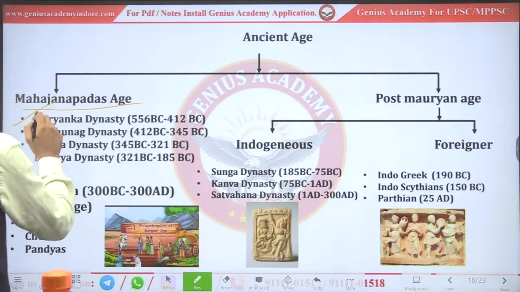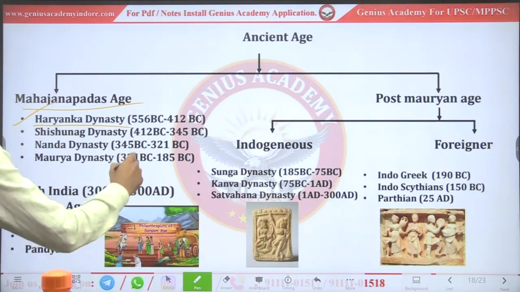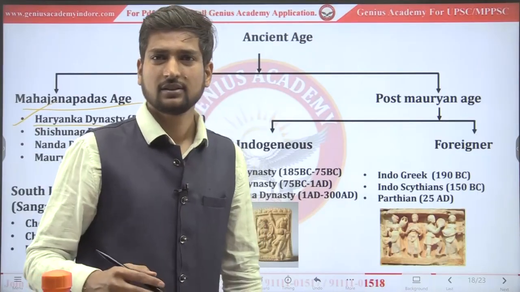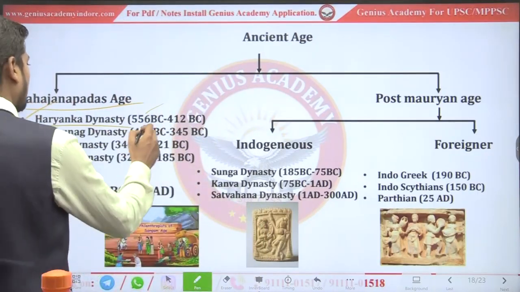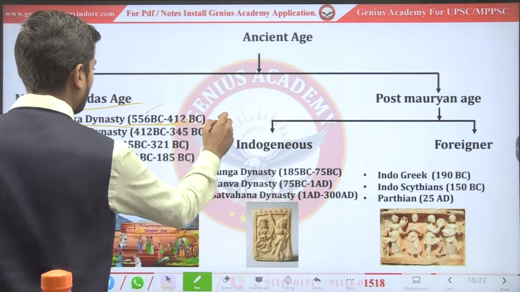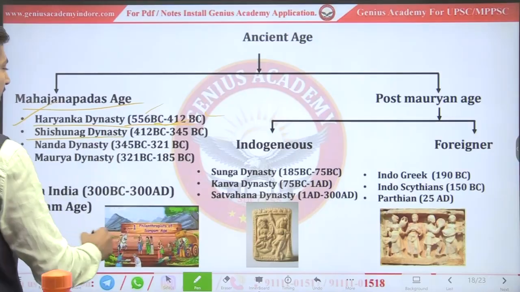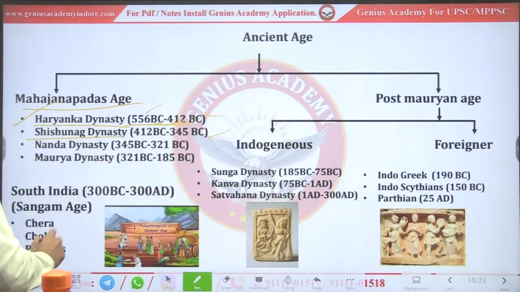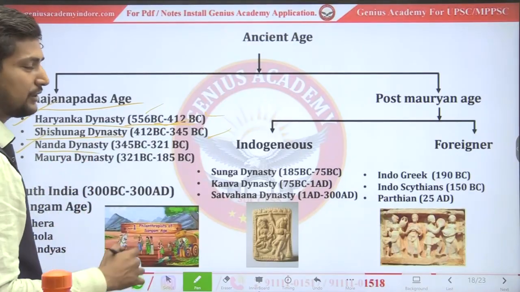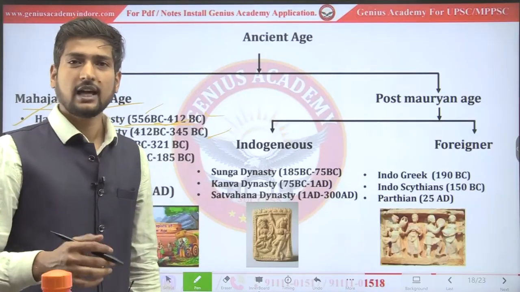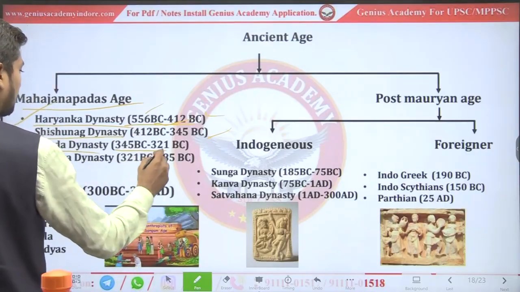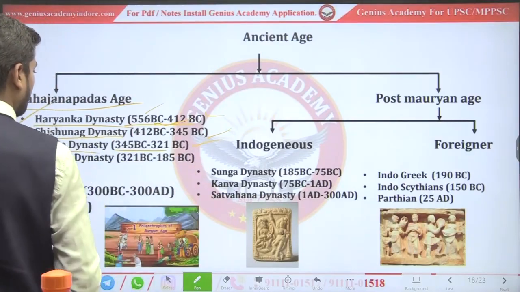So let's see the first dynasty of Magadh, the Haryanka dynasty. In this we will see Bindusar and Ajashatru. The period of this dynasty is 556 BC to 412 BC. The Shishunak dynasty's period is 412 BC to 345 BC. Then the Nanda dynasty, which was founded by Mahapadmanand, but the last ruler was Dhananand. This dynasty ruled from 345 to 321 BC.